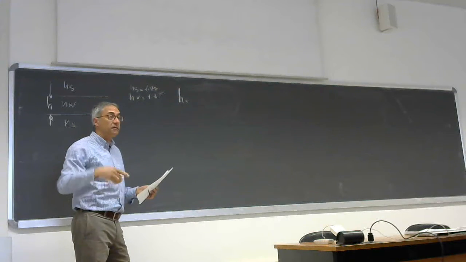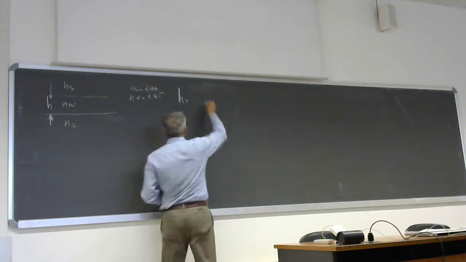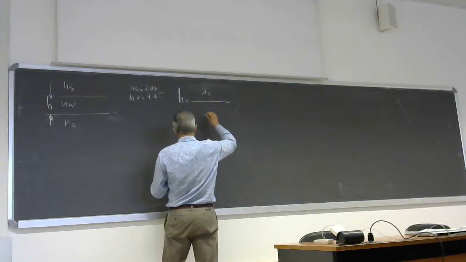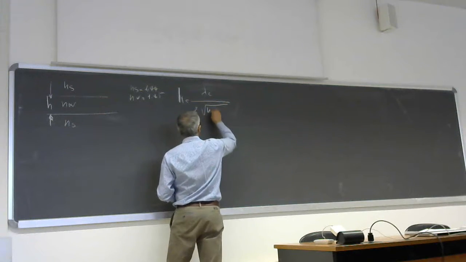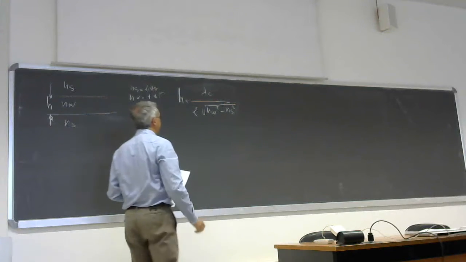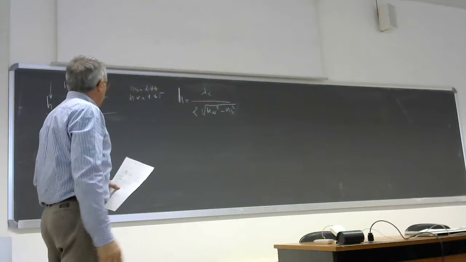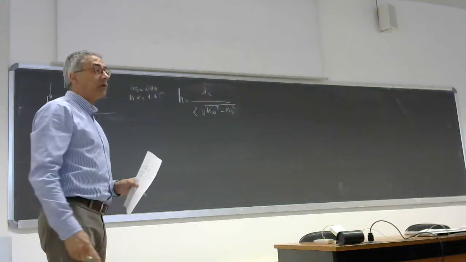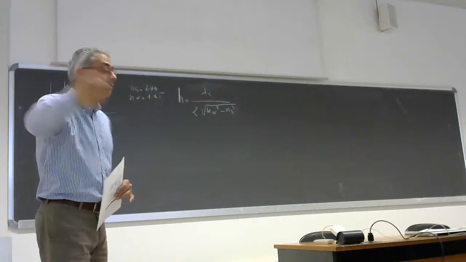The cutoff frequency of the second order mode is given by this formula. Lambda C, meaning cutoff, equals 2 times the square root of the refractive index of the waveguide minus the refractive index of the surrounding material, squared. This is the cutoff frequency of the second mode.